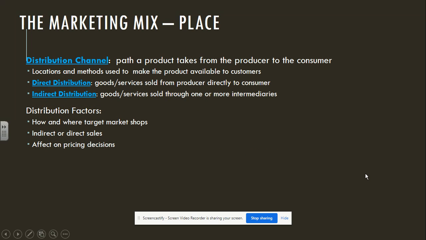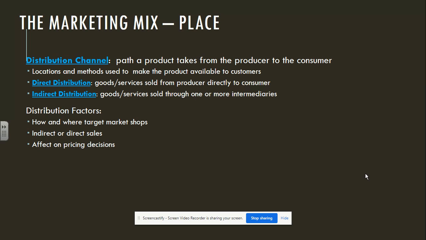The next P is place, and it's also called the distribution channel. Distribution channel is the path a product takes from the producer to the consumer. So it's every location and every method of transporting that product or service from where it originates into the customer's hands. If you're a direct distributor, you have goods and services that are being sold directly from the producer to that consumer.